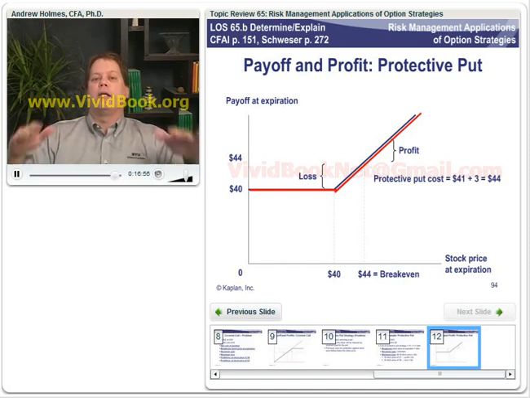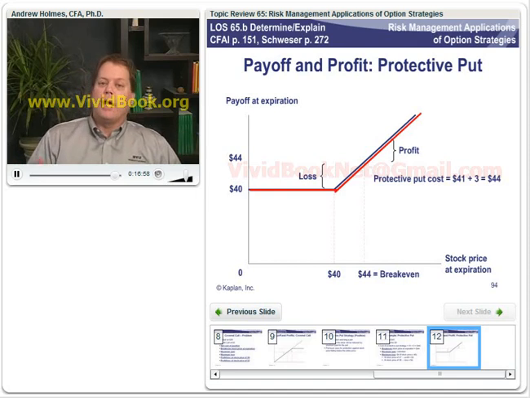All we've done is move everything down by $4 because we paid $4 for the put in exchange for truncating the lower part of the distribution. That is, we're not going to go down to zero. We're never going to go below this $40 put price. And that is the derivatives material.